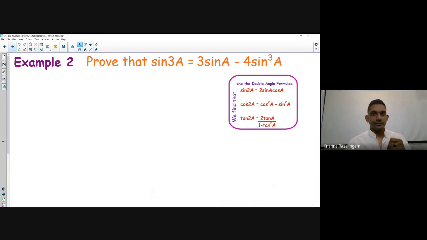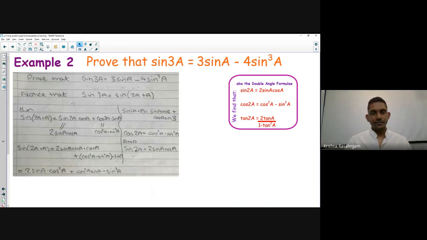Here's example 2. We'll put some hairs on your chest. Give it a go. And hopefully you'd have got this. So we need to split sin 3A into 2A plus A, because 2A plus A equals 3A. Quick maths. So I've split that up, and you can see the working's pretty clear.